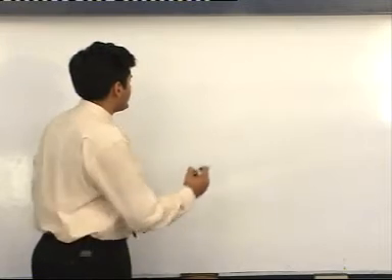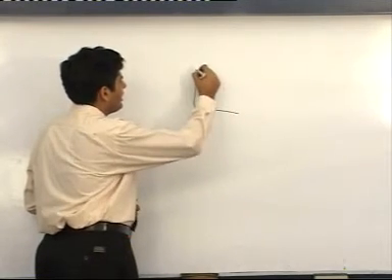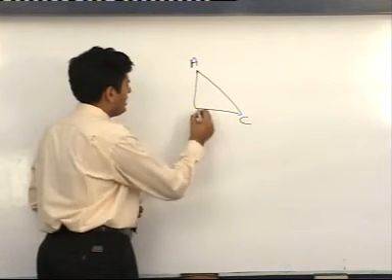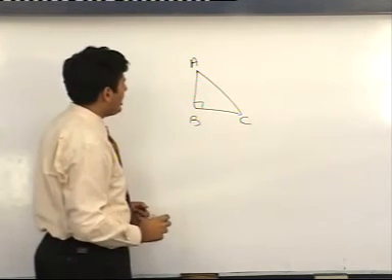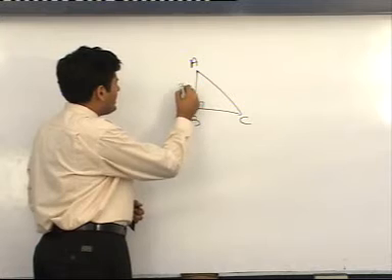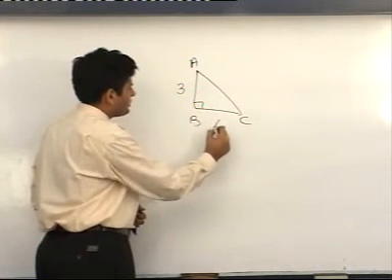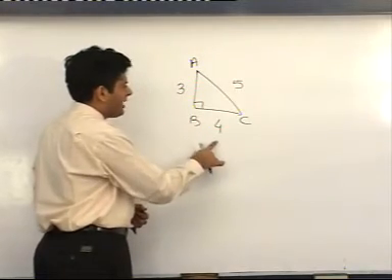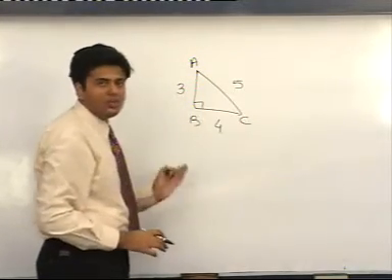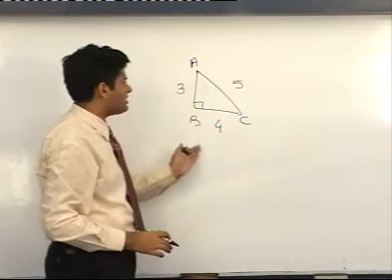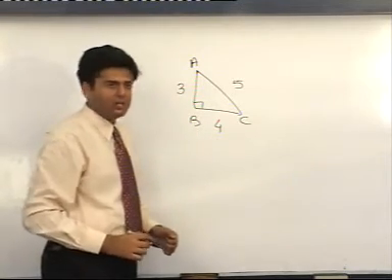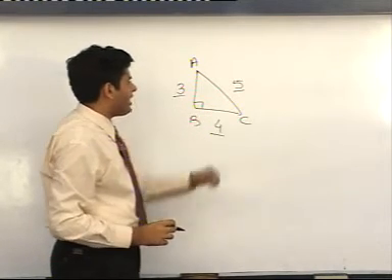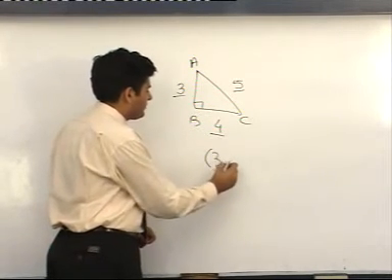For example, if there is a triangle A, B, C, where angle B is 90 degrees, according to Pythagoras, if this side is 3 units, this side is 4 units, and this will be 5. Because 3 square plus 4 square is 5 square. We all know this, so there is no need to emphasize the theorem. What I mean by triplet is the values 3, 4, 5. The values 3, 4, 5 form a triplet by themselves.